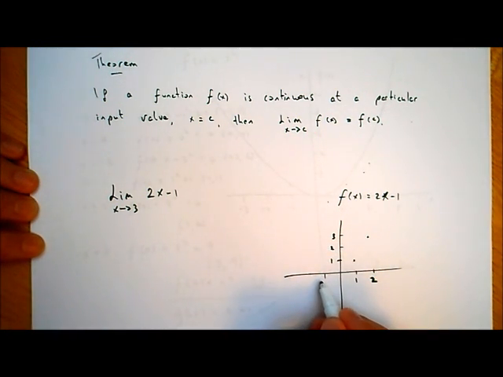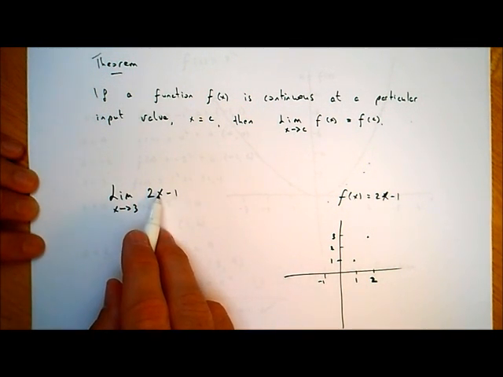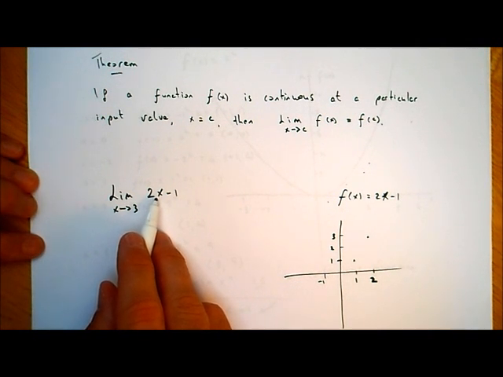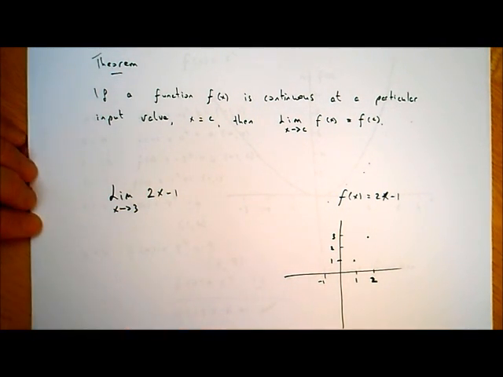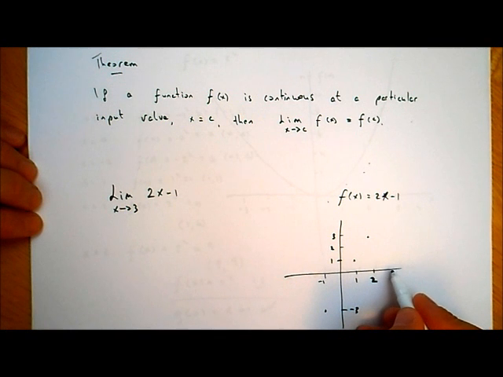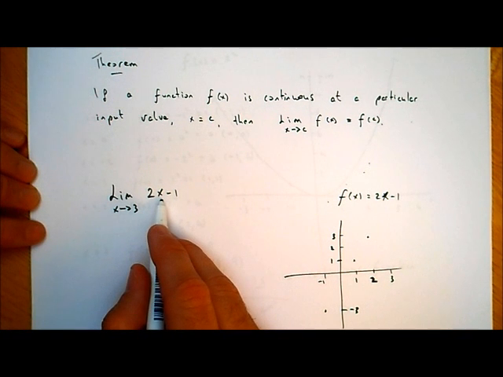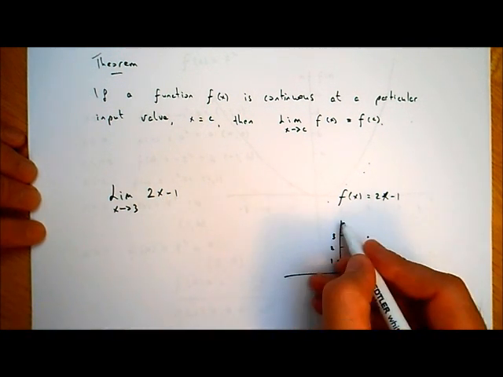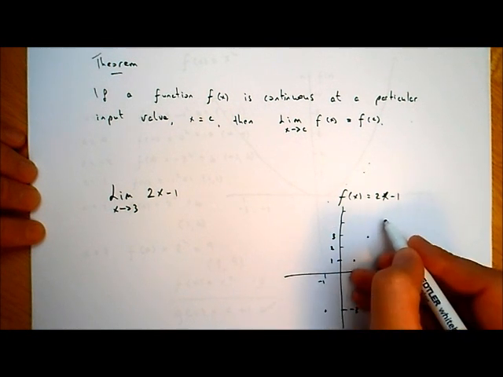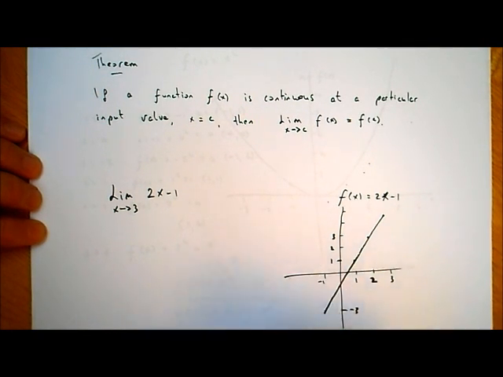Let's fill in a negative value, say minus 1. When x is equal to minus 1, 2 by minus 1 is minus 2, minus 1 is minus 3. So the point minus 1, minus 3 is on it. I can fill in any value and get a corresponding value. Let's say x is equal to 3: 2 by 3 minus 1 is 6 minus 1, which is 5. So this function is going to be a straight line, coming down here like this.